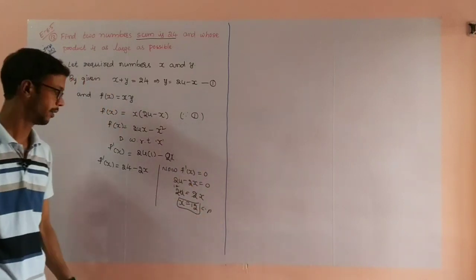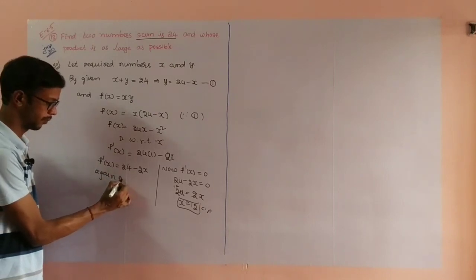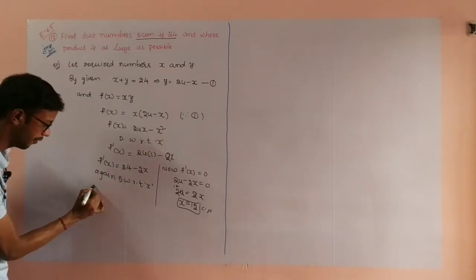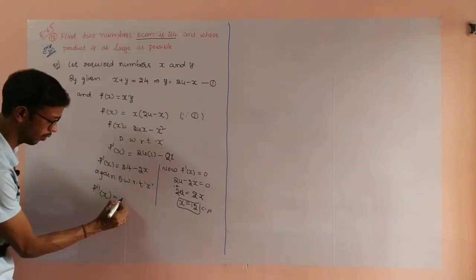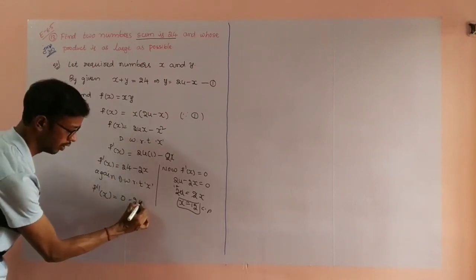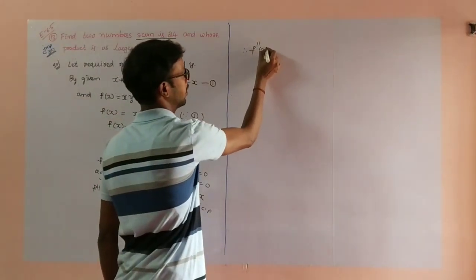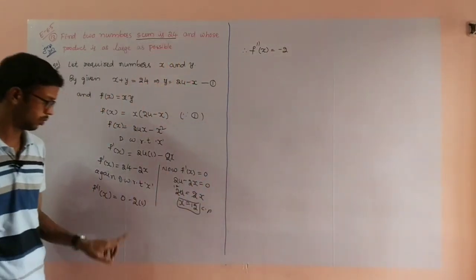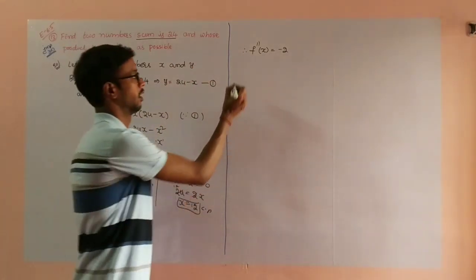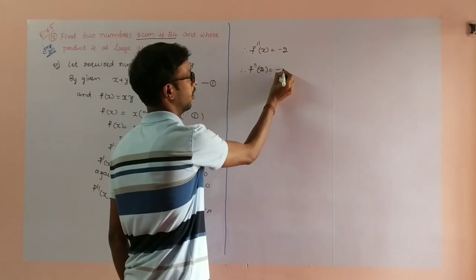Critical point. Now, again take the derivation of the above equation with respect to x. F double dash of x is equal to 24 derivation is 0 minus 2 into 1. Therefore, f double dash of x is equal to minus 2. 0 minus 2 is minus 2. The critical point you have to substitute there. Therefore, f double dash of 12 is equal to minus 2.